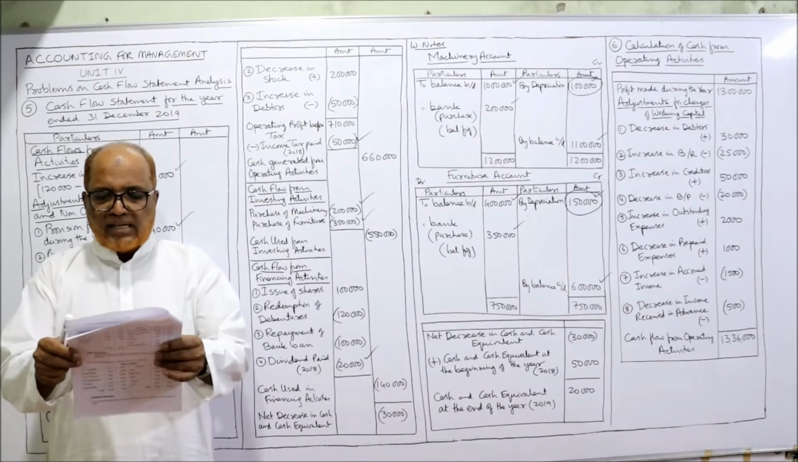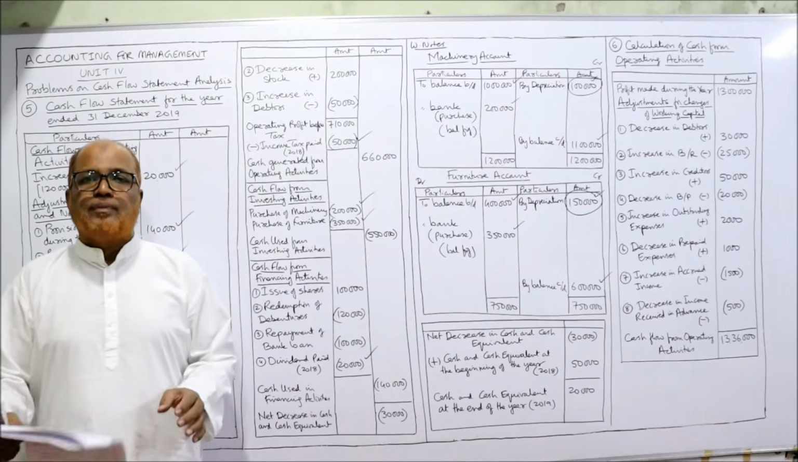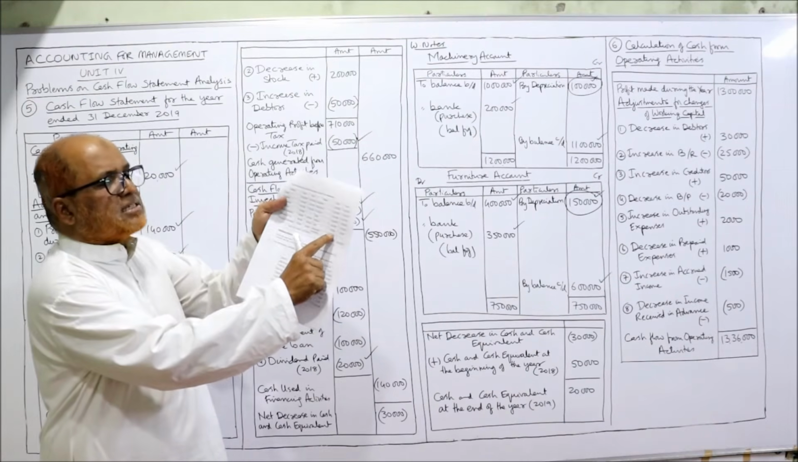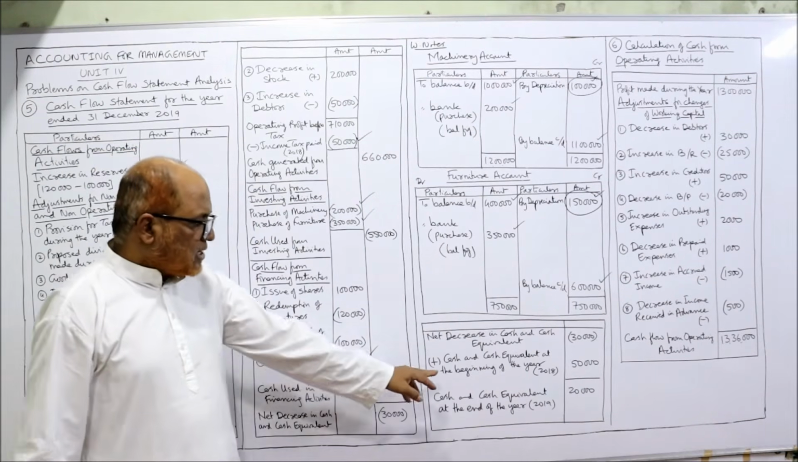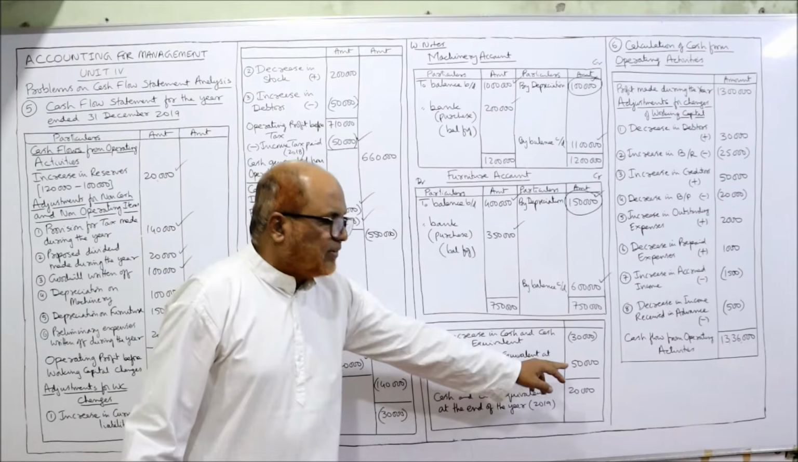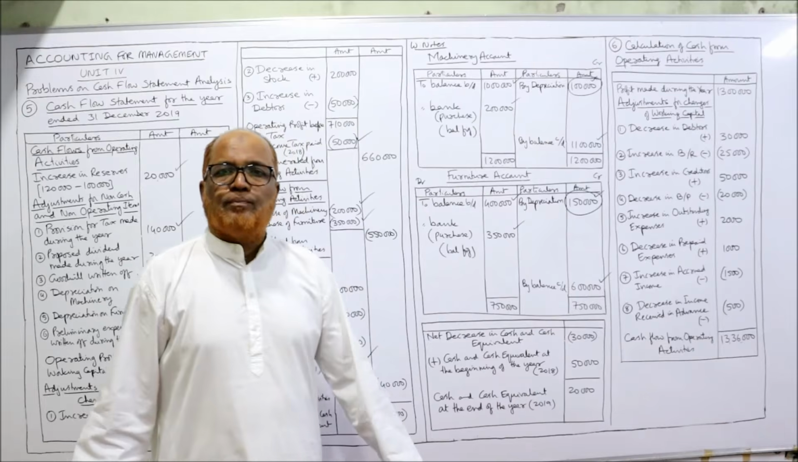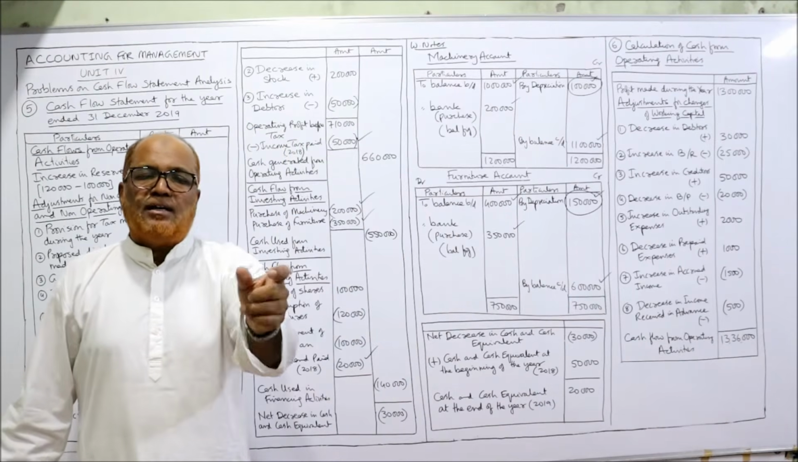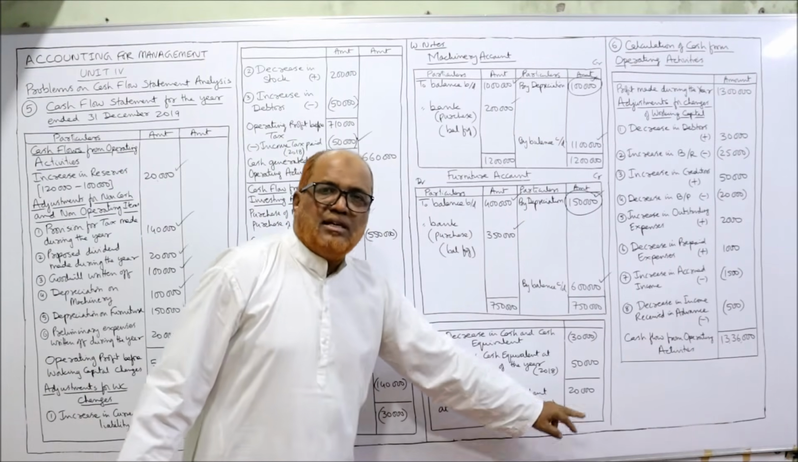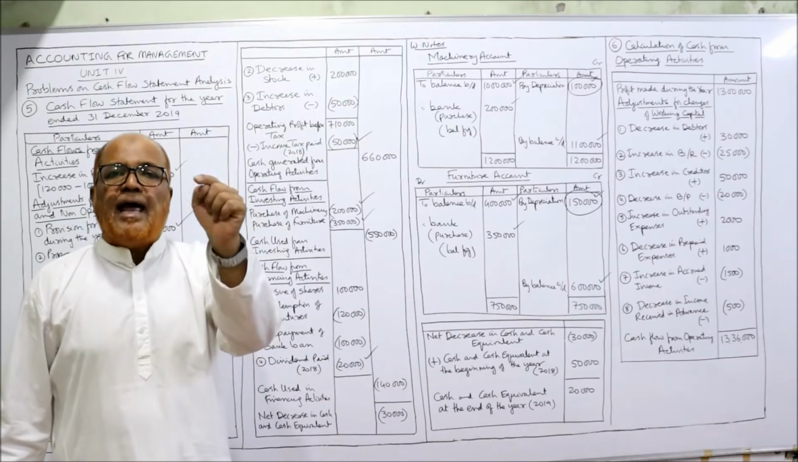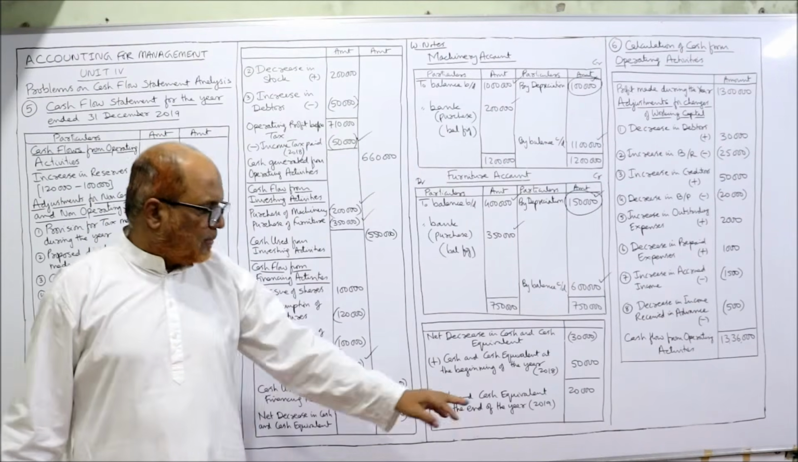So in the problem you can see last year cash 50,000. In the problem it is given cash last year 50,000. So cash and cash equivalent at the beginning of the year is 50,000. Now plus 50,000 minus 30,000, so you will get 20,000. This is the cash and cash equivalent at the end of the year 2019.